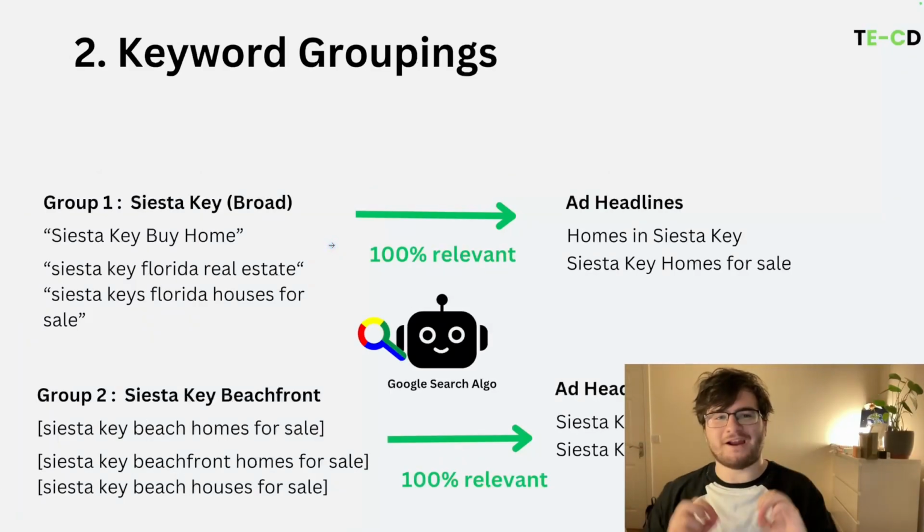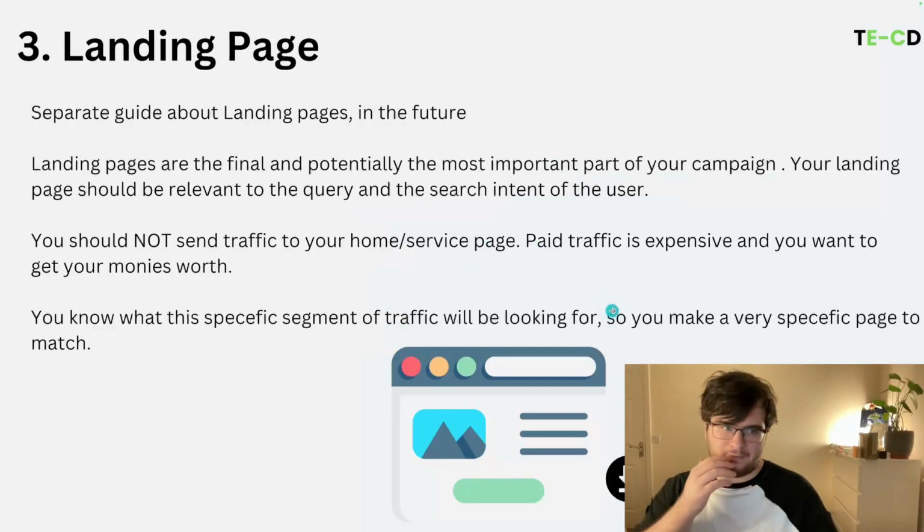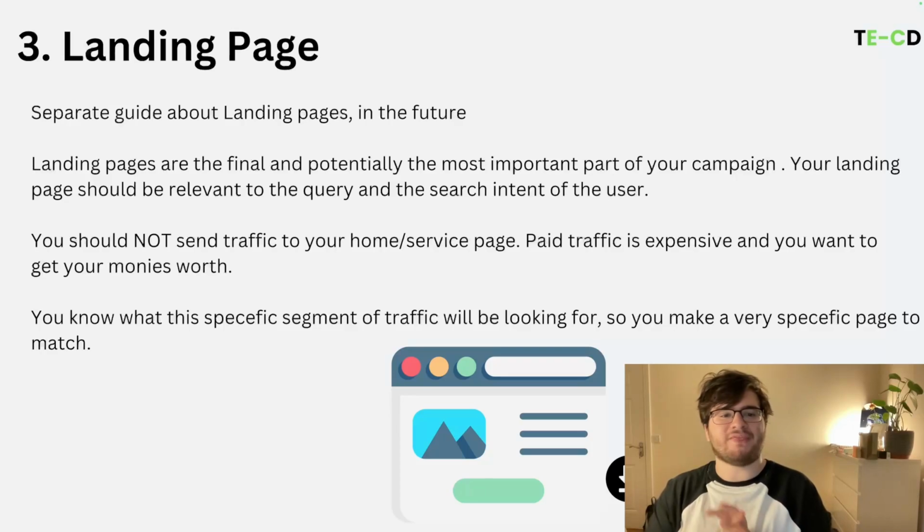But there is one more element to this little robot that is going to determine how much we pay for clicks, and that is our landing page. I'm going to make a separate guide about landing pages in the future, but the general idea is landing pages are the final and potentially the most important part of your Google Ads campaign. The landing page is where you actually present your offer, your business, your service, and you convince someone to buy or sell from you. Now, your landing page should be relevant to the query and the intent of the user.